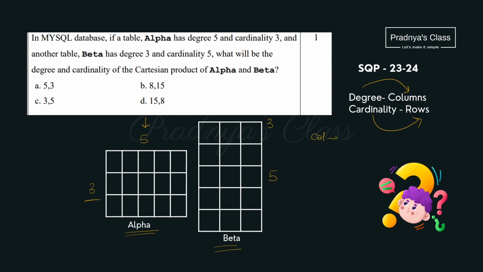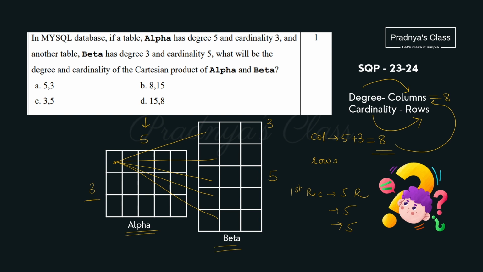When we talk about columns, they will get added, 5 plus 3. So the total number of columns is 8. Columns are nothing but degree. We got degree, that is 8. Now let's calculate rows. In case of Cartesian product, the first record will get matched with all the records of the second table. It means for the first record, you get total 5 rows. In the same way, for the second record 5 rows. Similarly, for the third record, we will get 5 rows. Total rows will be 15. Rows are nothing but cardinality.